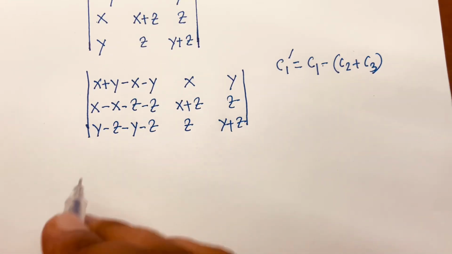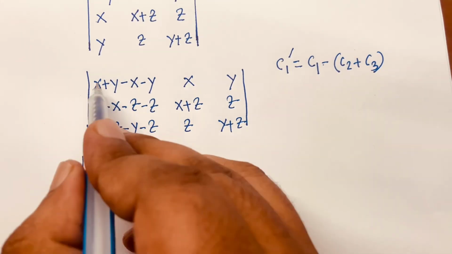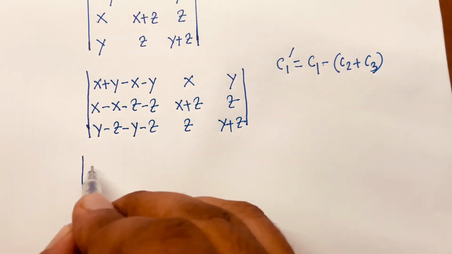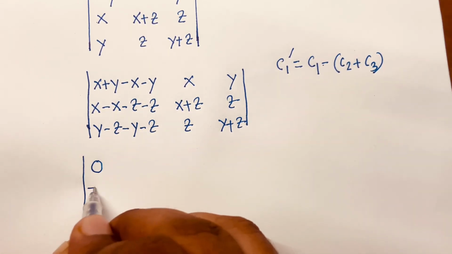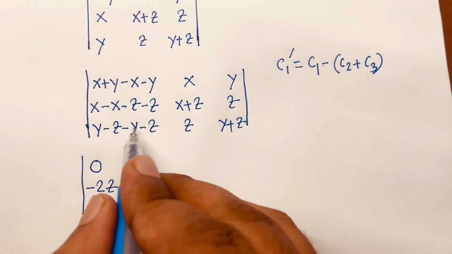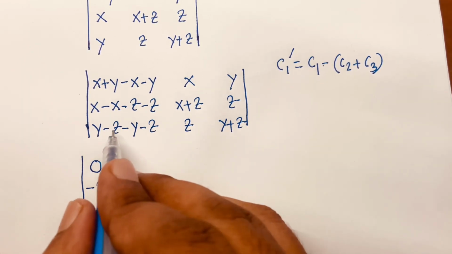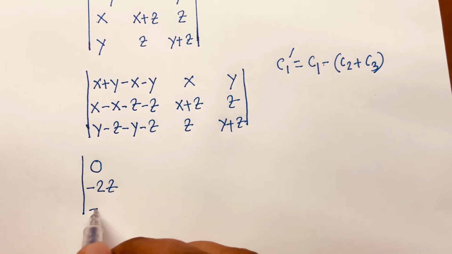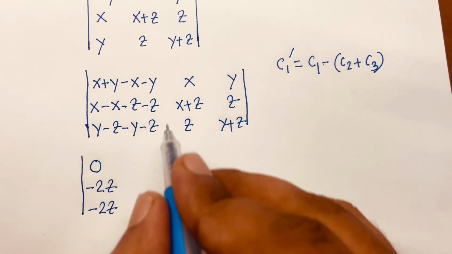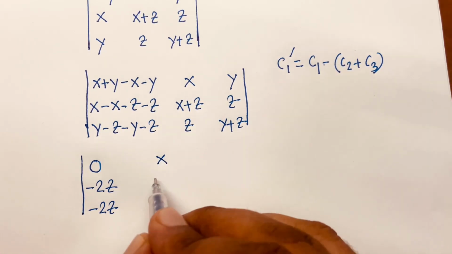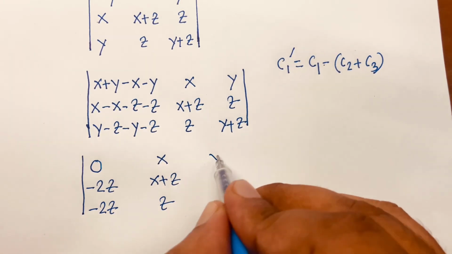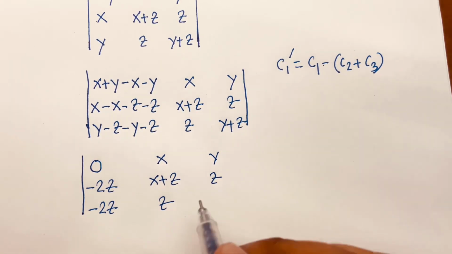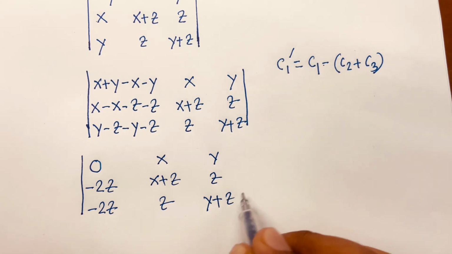Then I can say here is x cancels, y cancels, so it will be 0, and here is x cancels, so we find out here is minus 2z, and here is y cancel, so here is minus z, it will be minus 2z, and here is x, and it will be x plus z, and it is z, and it will be y, and it is z, and it is y plus z.